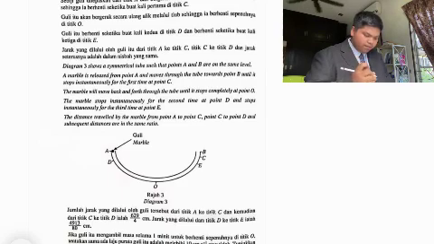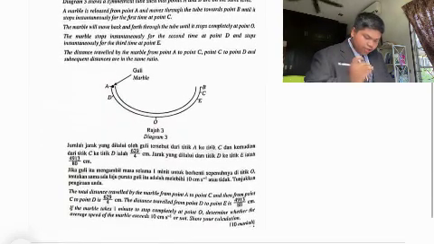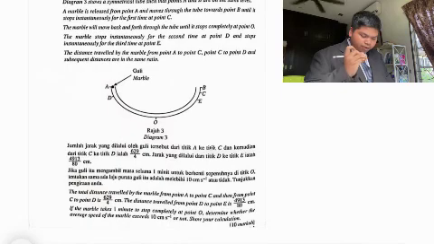The distance traveled by the marble from point A to point C to point D, and subsequent distances are in the same ratio. The total distance traveled by the marble from point A to point C and then from point C to point D is 629 over 4 cm. The distance traveled from point D to point E is 4,913 over 80 centimeters. If the marble takes 1 minute to stop completely at point O, determine whether the average speed of the marble exceeds 10 cm per second or not. Show your calculation.